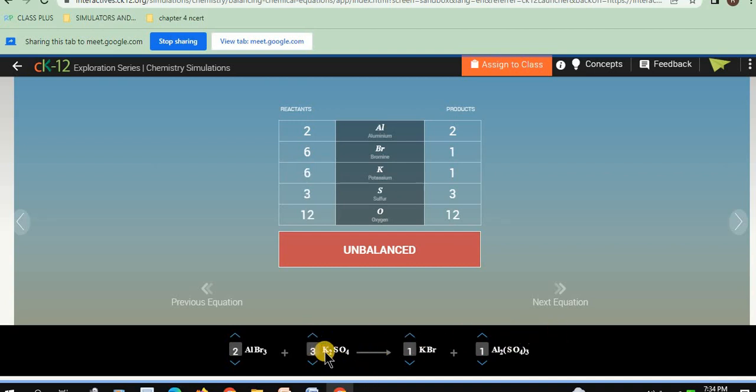Now, how many potassium are there on the left hand side? 6. So you multiply by 6. And now you can see still balancing is not done. Where is the error? Just check it out. Error is potassium. So potassium here we need to have 6. Yes. Now it's balanced. Okay.